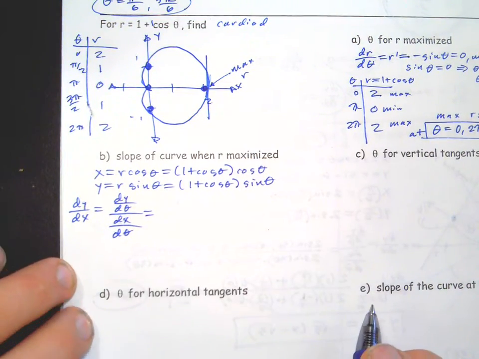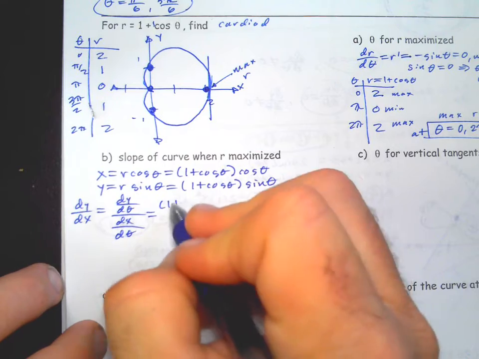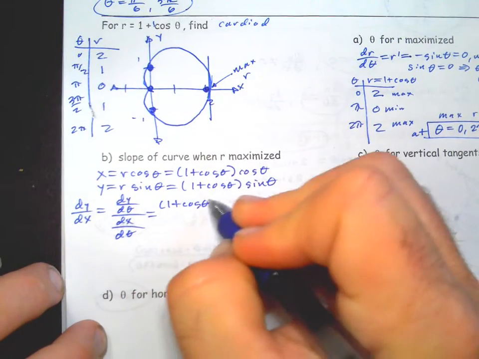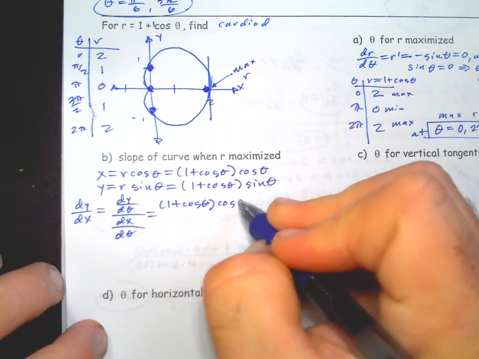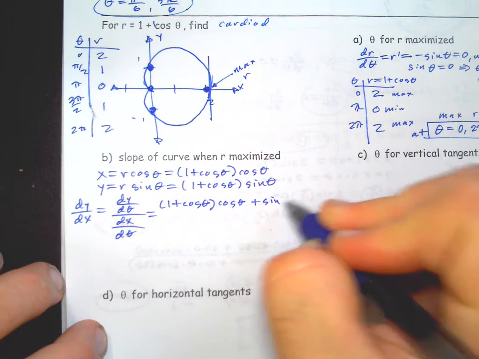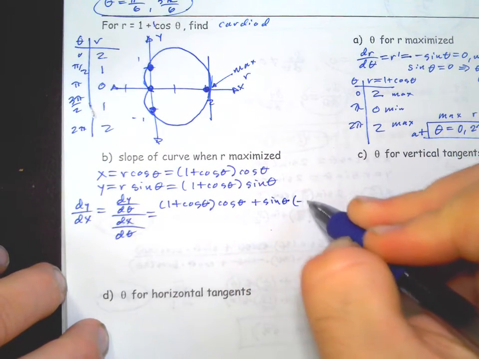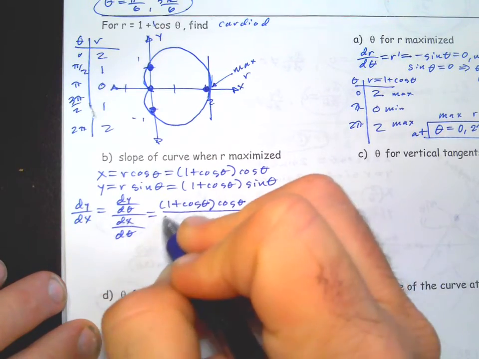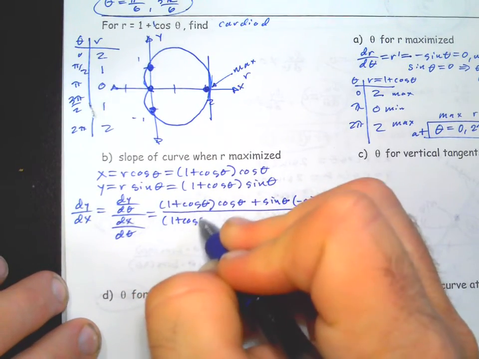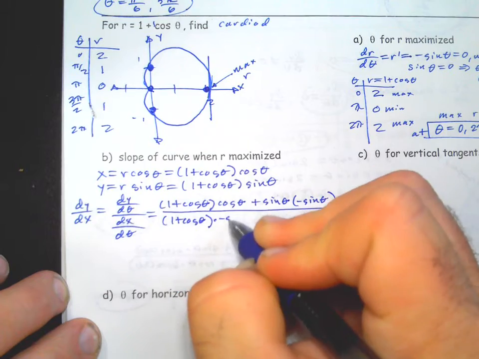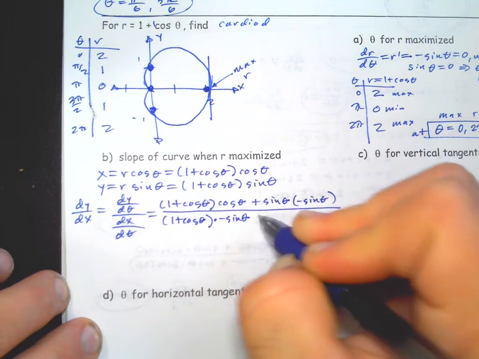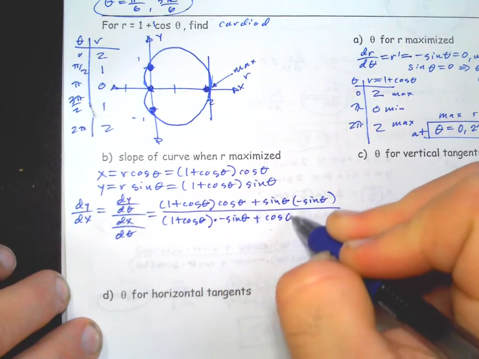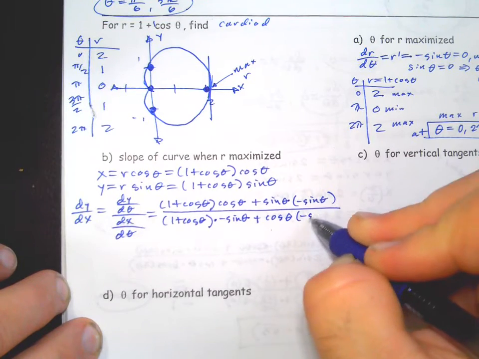So dy d theta would be 1 plus cosine theta times the derivative of sine, which is cosine, plus sine times the derivative of 1 plus cosine, which is negative sine, all over 1 plus cosine theta times the derivative of cosine, which is negative sine, plus cosine times the derivative of 1 plus cosine, which is negative sine.